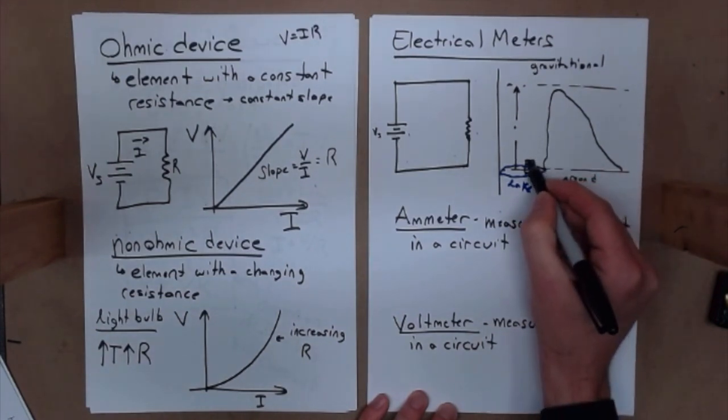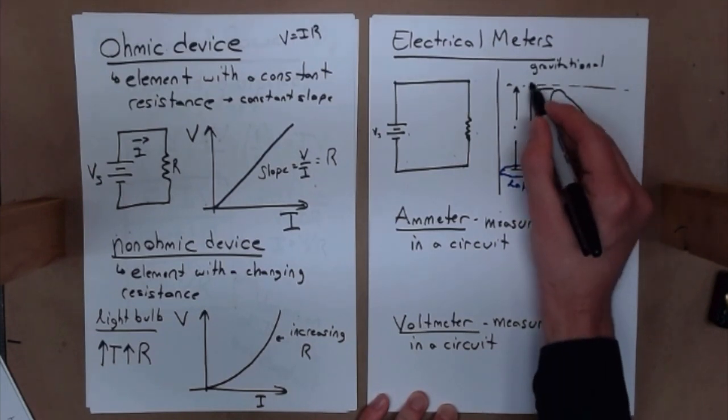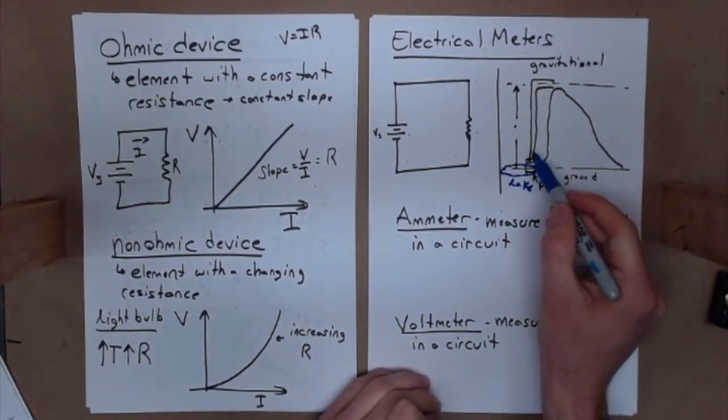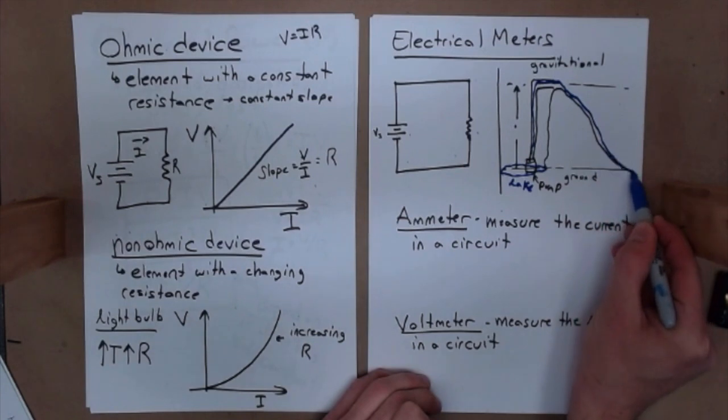I'm going to put a pipe all the way up to the top of the mountain, like this. And then I'm going to turn that pump on. The water is going to go up it, and then it's going to flow on down the mountain, right? Back to the ground level.